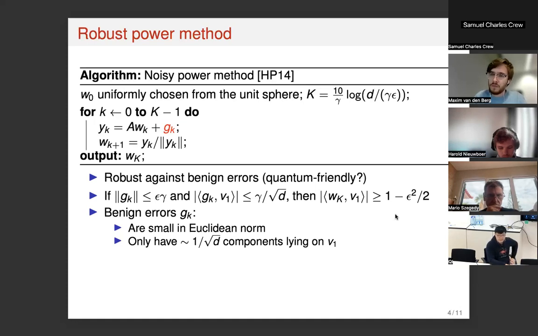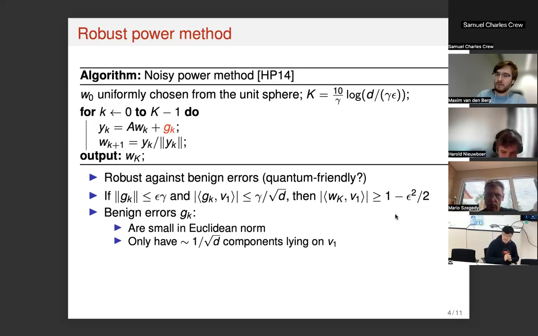Wait, sorry, in this inner product condition, the right hand side is not scaled with respect to the norm of g, right? So just by choosing epsilon to be really small, you can always guarantee the second condition, right? The second condition, that the inner product of g_k and v_1 is small? If you choose epsilon really small, then the norm of g is really small, therefore the right hand side is always satisfied, right? Okay, it's not a relative condition. Yeah, it's not a relative condition.